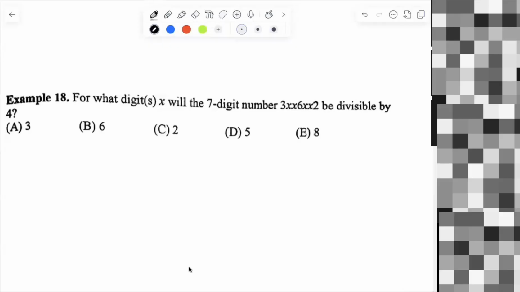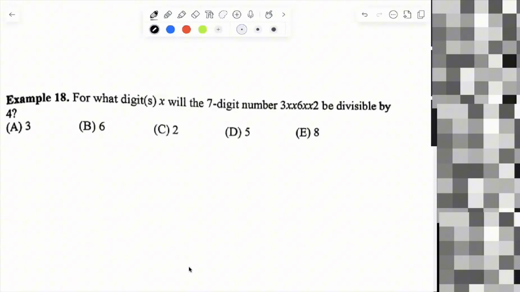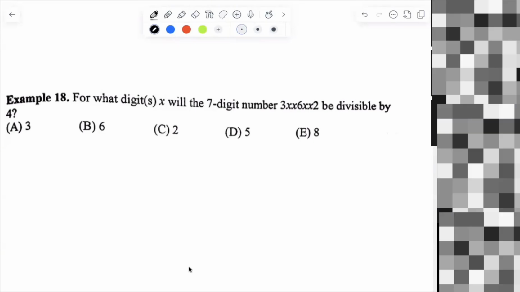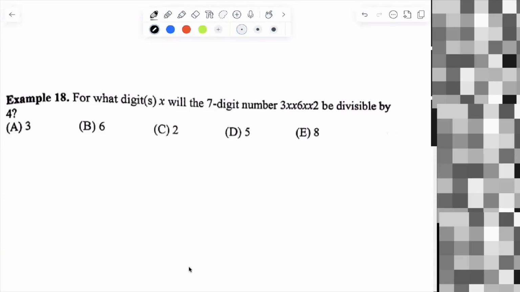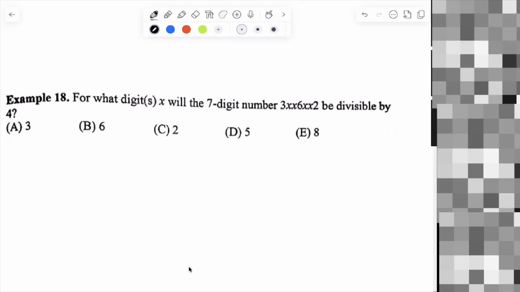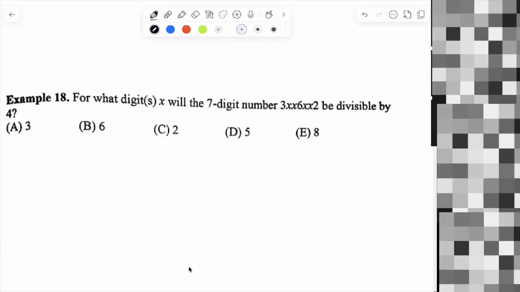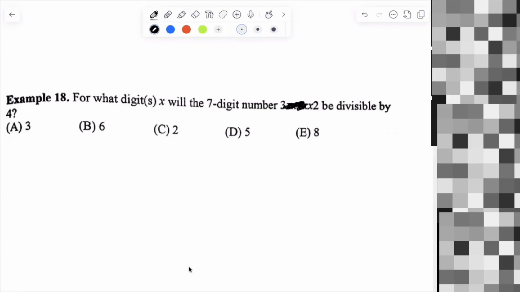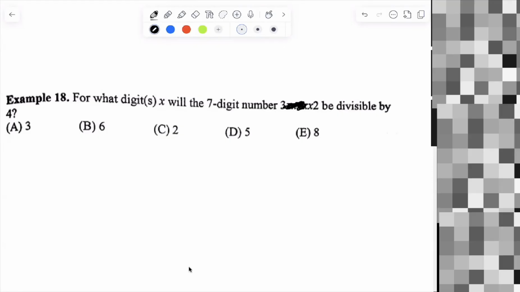Alright, let's get started with this question. So basically, how do we approach this? Notice that the 7-digit number must be divisible by 4 only if the last two digits are divisible by 4. So we can ignore all of this and only concern ourselves with x2. Now, what two-digit numbers that end in 2 are divisible by 4?